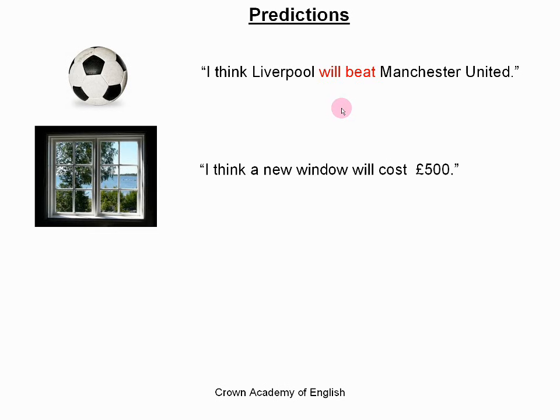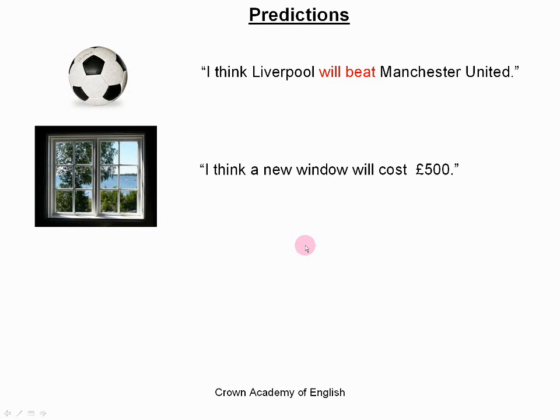I think that a new window will cost £500. So again, this is talking about the future. Now, we use the future simple to predict the future when we aren't completely certain, when we aren't really sure of the future. Okay? So we're not certain, but we think that this is the situation. Okay? So this is the future symbol here, will cost.